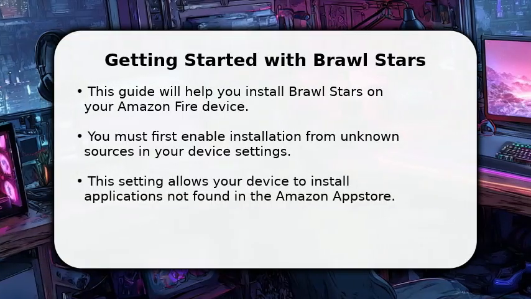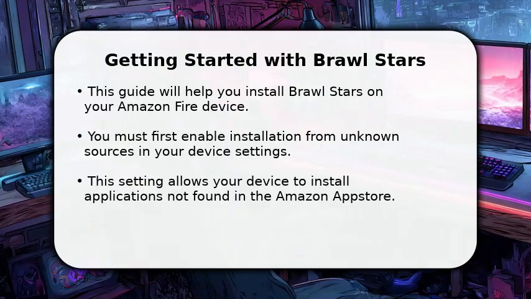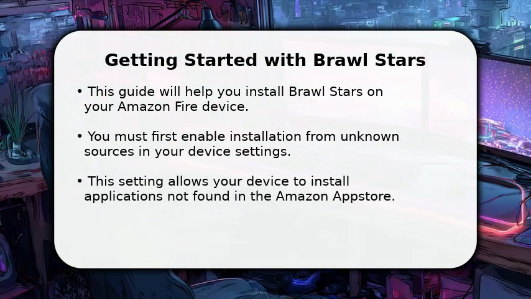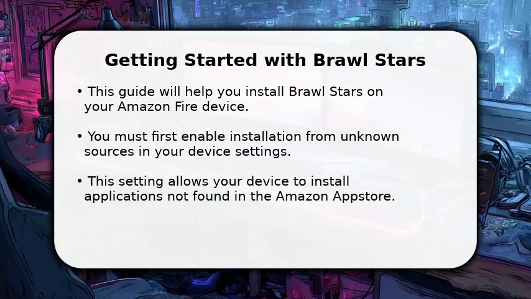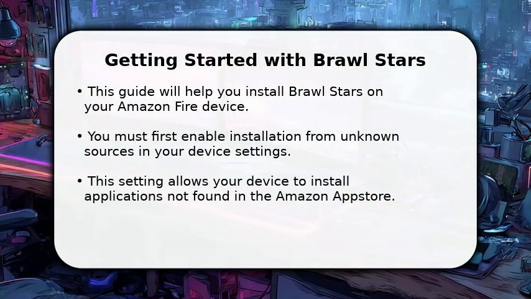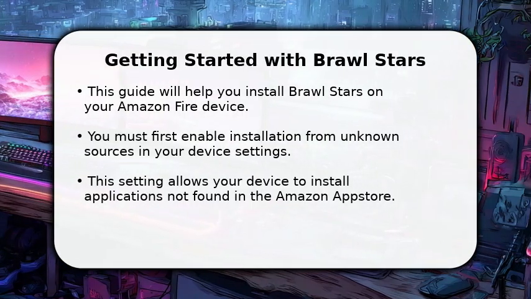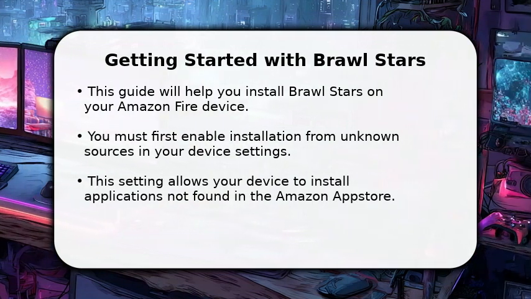In this video, I will explain how to play Brawl Stars on Amazon Fire. Your first step is to open your Fire device settings. Navigate to the Security and Privacy section, then locate and turn on the Apps from Unknown Sources option. This crucial step allows your device to install applications from sources other than the official Amazon App Store, which is absolutely essential for our entire process. You will need to confirm this change.